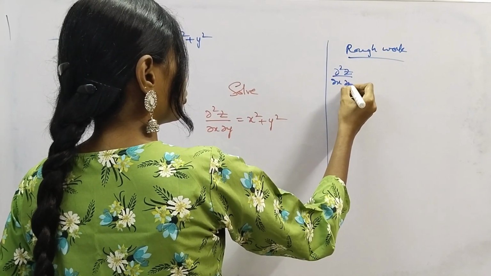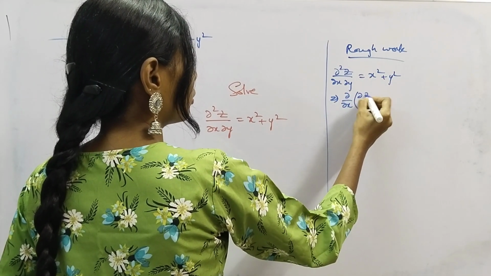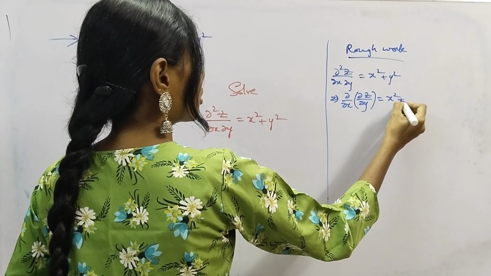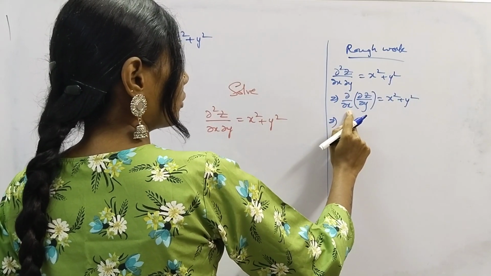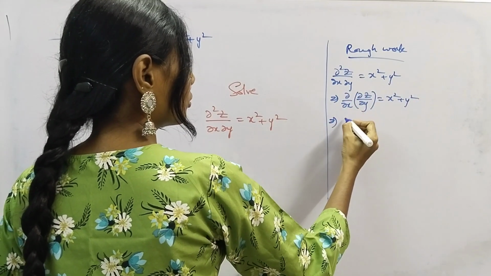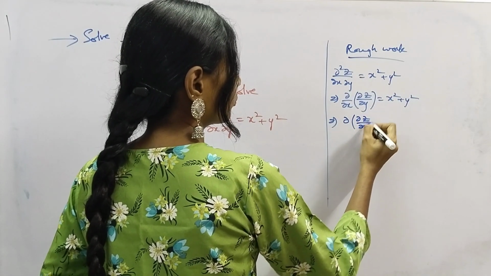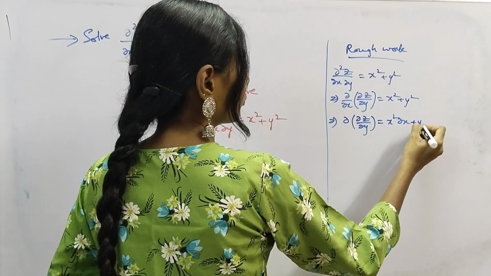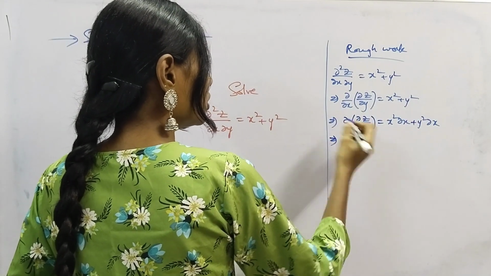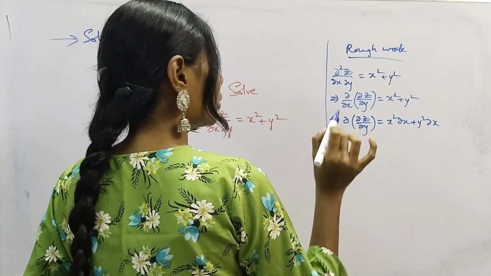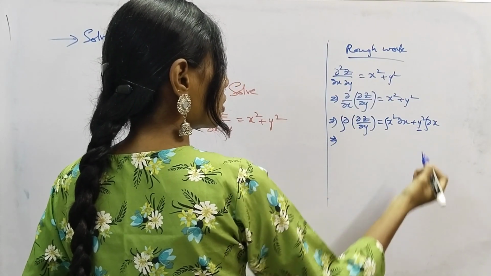∂²z/∂x∂y = x² + y² is the given equation. We can write this as ∂/∂x of (∂z/∂y) = x² + y². Now, the first thing is ∂/∂x, right? So I'll multiply both sides of the equation by ∂x. Since we have ∂x, we'll integrate partially with respect to x, treating y as constant. Here y² is treated as constant.